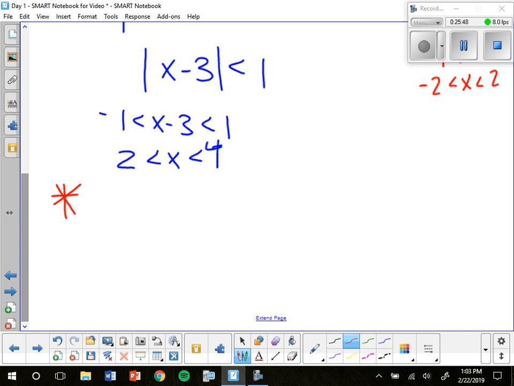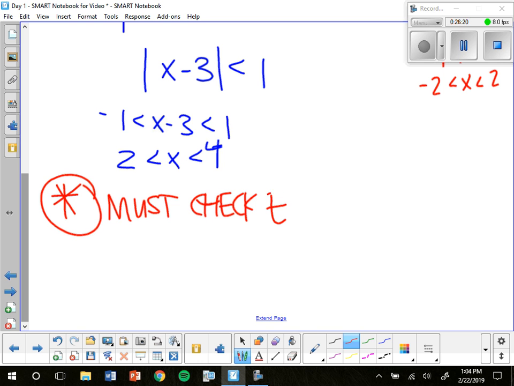What happens if I plug in 2? 2 minus 3 is what? Negative 1, and the absolute value is 1. And if I plug in 4, I also get 1. What happens on the ratio test when you get equals 1? Inconclusive. We don't know at the endpoints where it equals 1 if it converges or diverges. Does that make sense? So when you get to this point, you're not done yet. You must check your endpoints because that's where the ratio test is inconclusive.